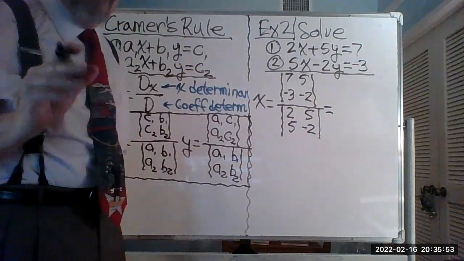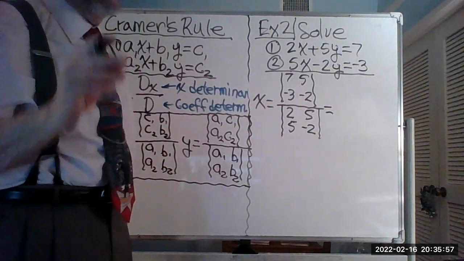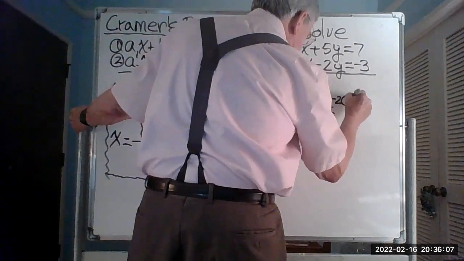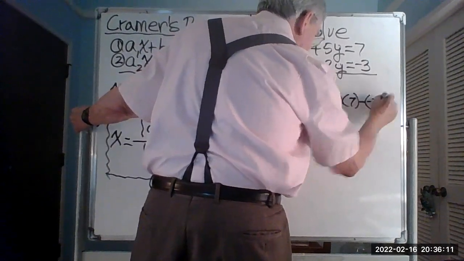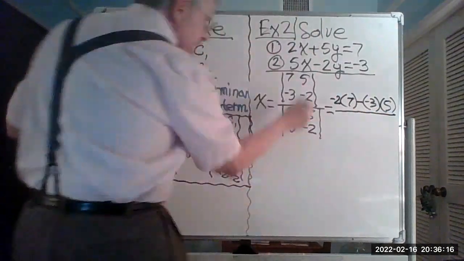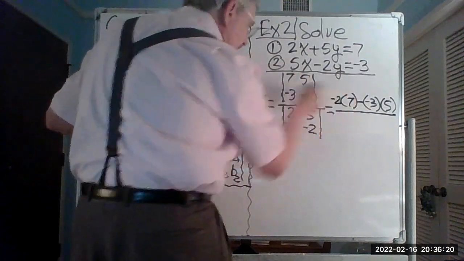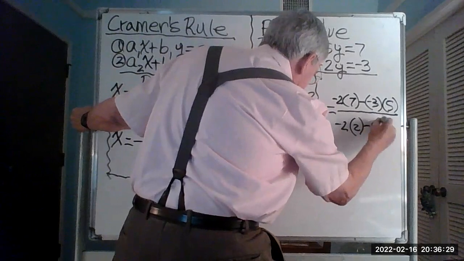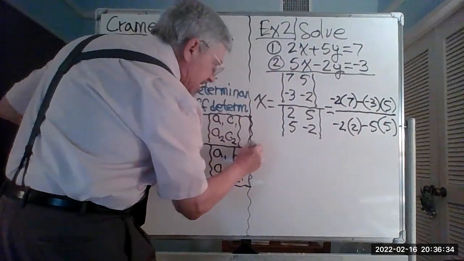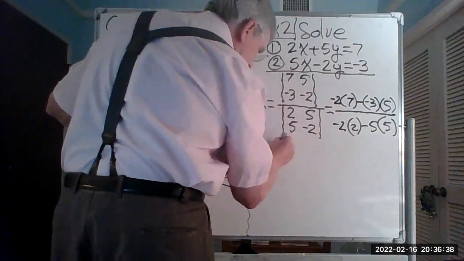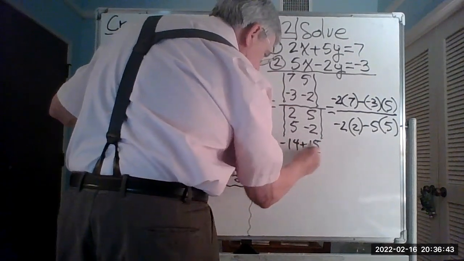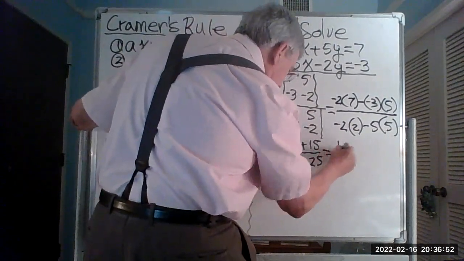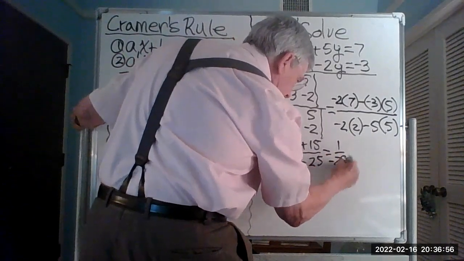Now I'm going to write out all of the numbers. Write the numbers down. Don't try and do the multiplication and addition in your head as you go. Write down what everything is. So here I'm going to have -2 times 7 minus a -3 times 5, because there's a minus in between right here. On the denominator, I'll have -2 times 2 minus 5 times 5. So x then is equal to, on top, -14 plus 15, and on the bottom, -4 minus 25. So this is equal to -1 over -29.